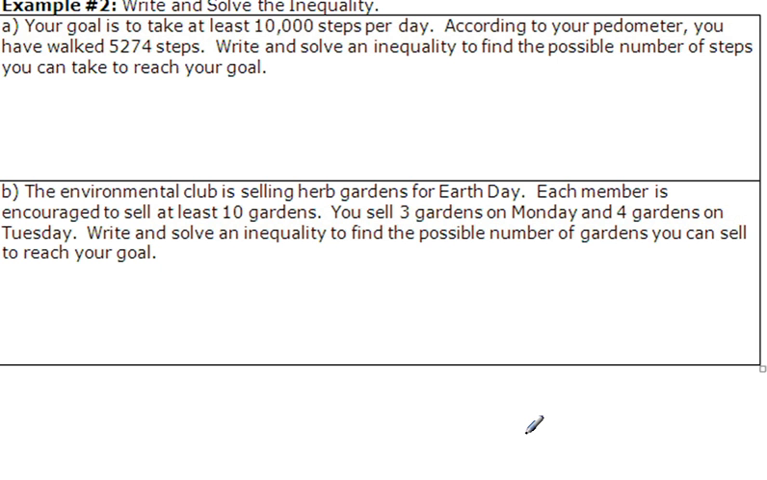So example 2, for the word problems, we're going to write and solve. A says your goal is to take at least 10,000 steps per day. According to your pedometer, you have walked 5,274 steps. Write and solve an inequality to find the possible number of steps you can take to reach your goal. So our goal is to take at least 10,000 steps per day. Whenever you see the word at least, that is greater than or equal to. So our goal is to take at least 10,000 steps.